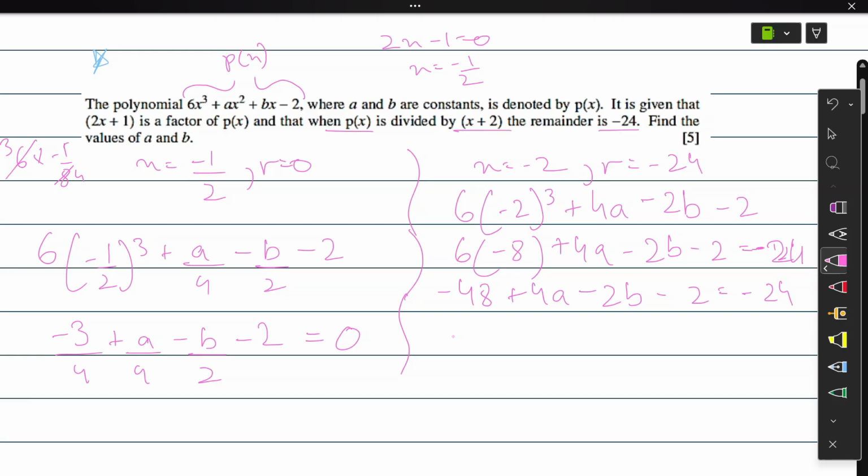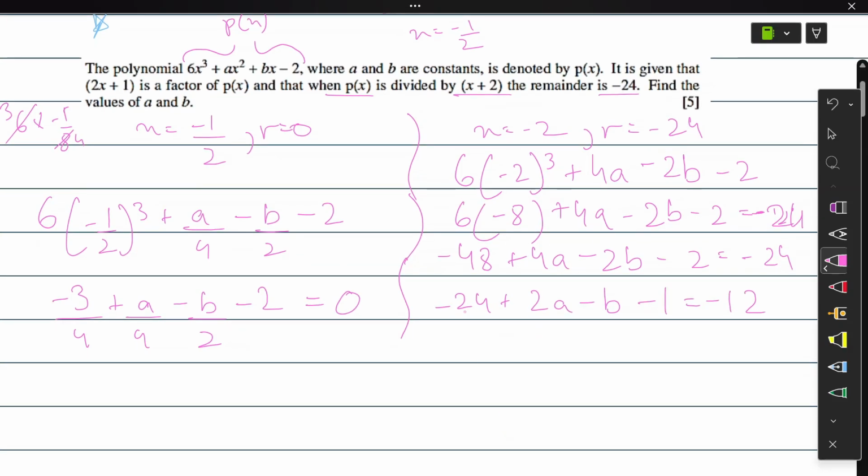Okay, so let's simplify this a little. Minus 48 plus 4a minus 2b minus 2 equals minus 24. What did I do? I just divided by 2 to make my life a little easier. So minus 24 plus 2a minus b minus 1 equals minus 12. So minus 24 minus 1 is minus 25, and minus 12 plus 25 gives us 13. Then what is left here? 2a minus b is left here. All of that was taken there.